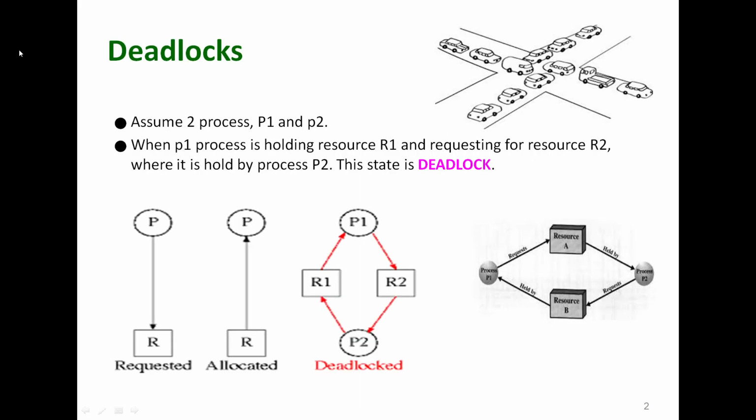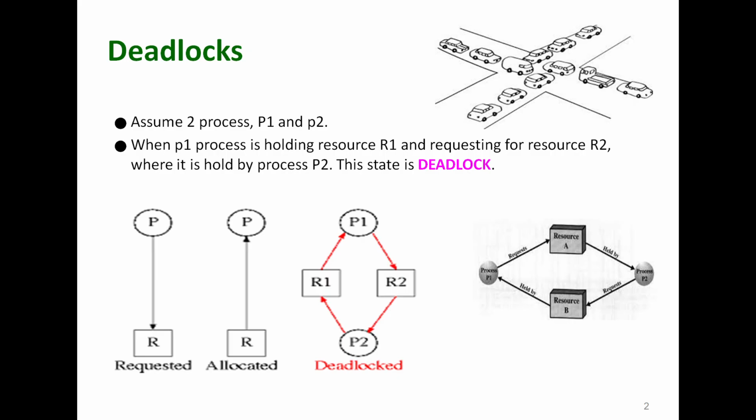Hi, in this video I'm going to tell you about deadlocks. What is meant by deadlock, I will explain using one example. Assume that we have two processes. For this diagram, we have two processes, P1 and P2, and we have two resources. The resource names are R1 and R2.